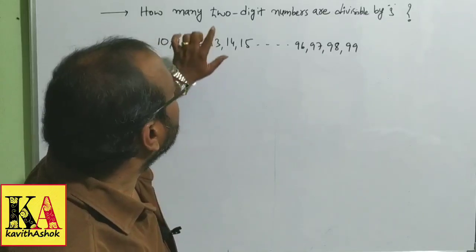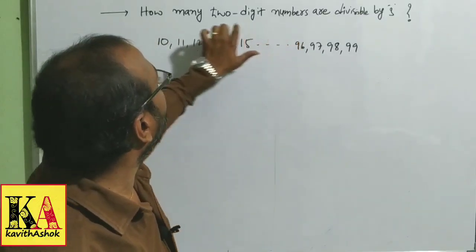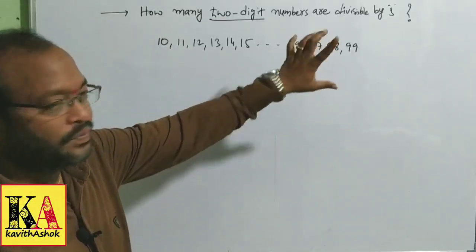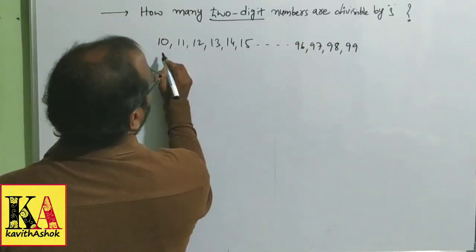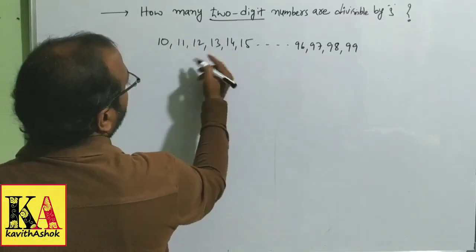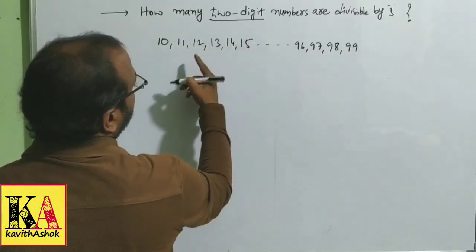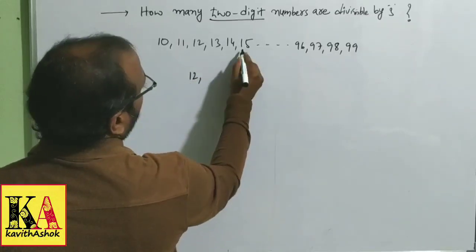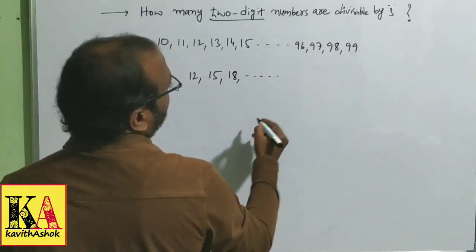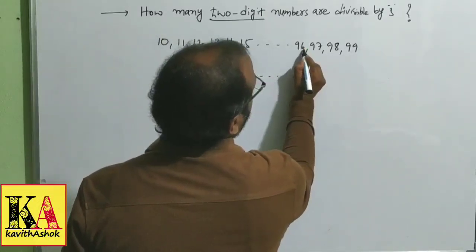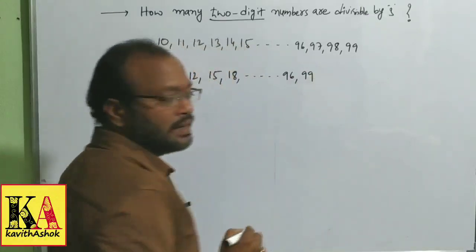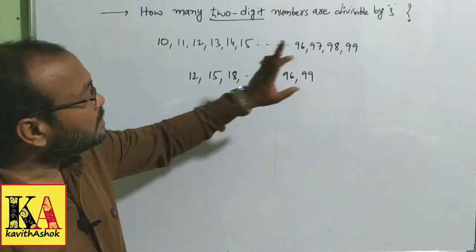In this, how many 2-digit numbers? So we are taking only 2-digit numbers divisible by 3. So the first divisible number is 12. Why? Because 10 is not at all divisible by 3, 11 is not at all divisible by 3. So 1 plus 2, 3. So the first number is 12. Next automatically 15. Next 18. And so on. 96, 9 plus 6, 15. Yes, 96 is divisible by 3, and 99. So these are the numbers which are divisible by 3.